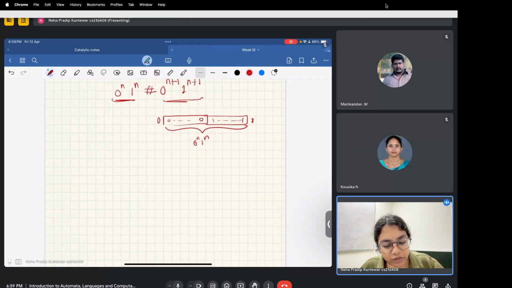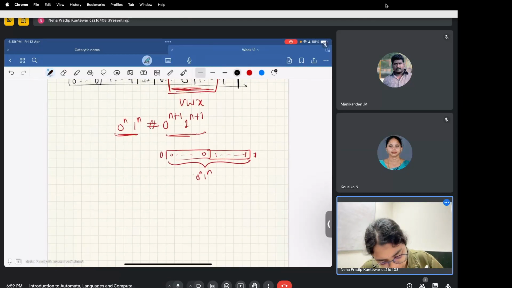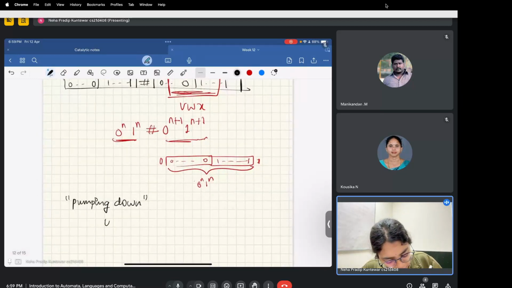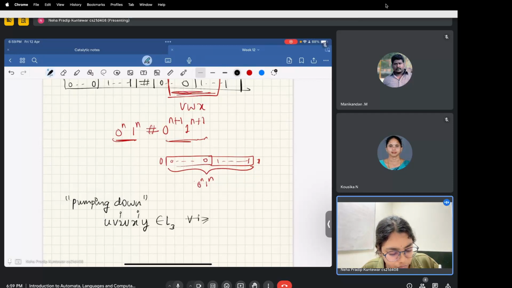But what we will do is, we will use the trick of pumping down. This is something we saw in the case of regular languages also. Whenever pumping up does not help us, the trick is to use pumping down. What do we mean by that? So that means u v^i w x^i y is going to be in the language for all i greater than or equal to 0. So in particular, you choose i equal to 0.